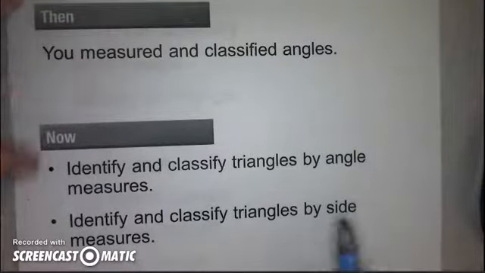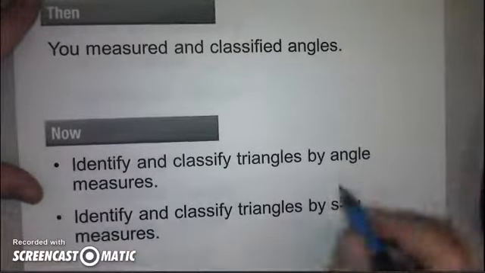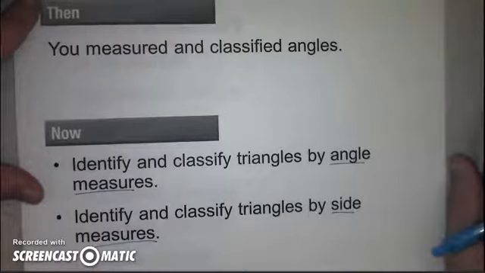Well, we're going to use some of that now and focus on identifying and classifying triangles by their angle measure. That's one way we can classify triangles. But you can also identify and classify triangles by their side measures, their side lengths. So we'll talk about that in this lesson also.